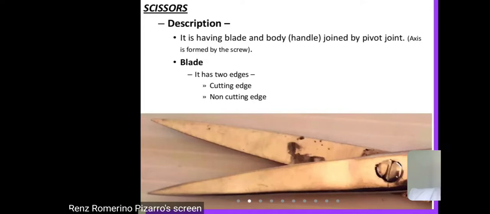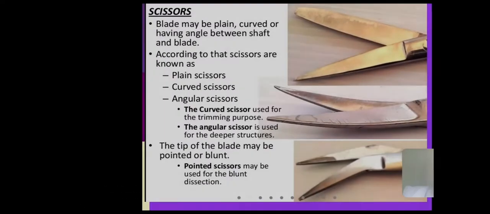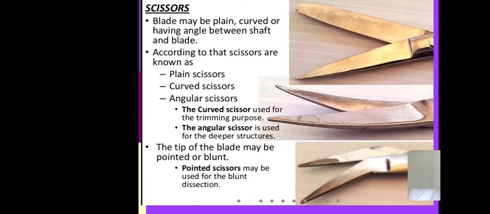Description: it has blade and body, that is handle, joined by a pivot joint, that is the axis formed by a screw. Blade: it has two edges, cutting edge and non-cutting edge. Scissor blade may be plain, curved, or having an angle between shaft and blade. According to that, scissors are known as plain scissor, curved scissor, angular scissor. The curved scissor is used for trimming purposes. The angular scissor is used for deeper structures.